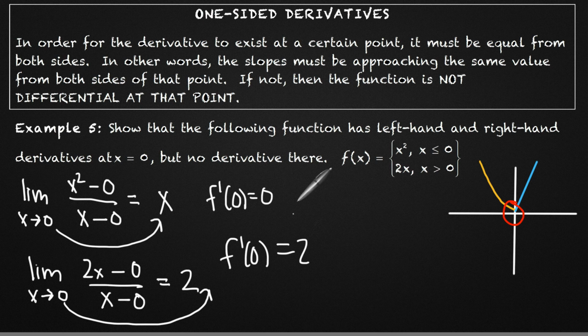And this slope does not equal that slope. Therefore, you can just say f prime... And when we say this is from the left and this is from the right. So when the two slopes do not equal each other, then you'll say the derivative at that point does not exist.